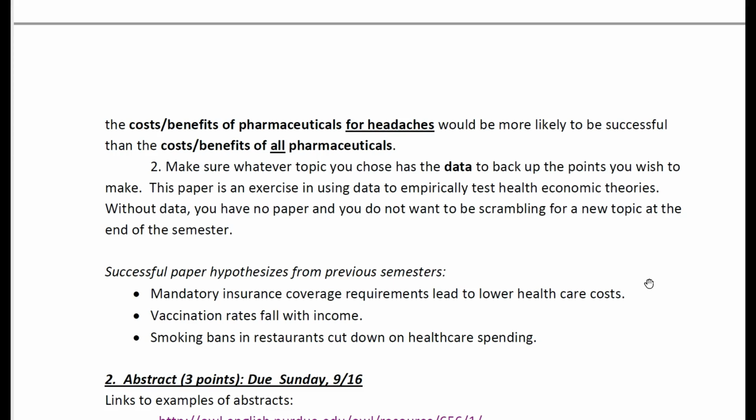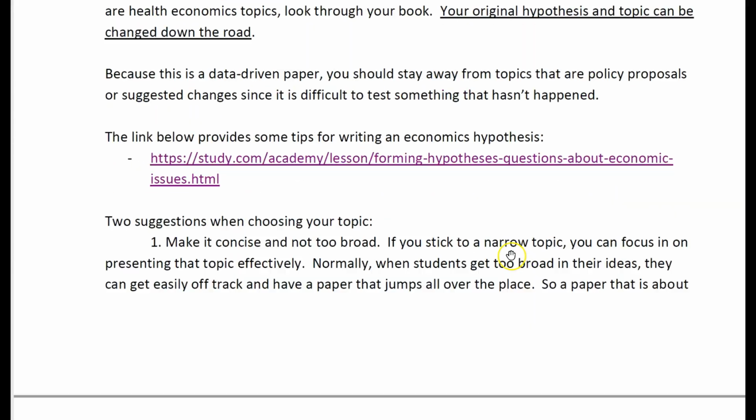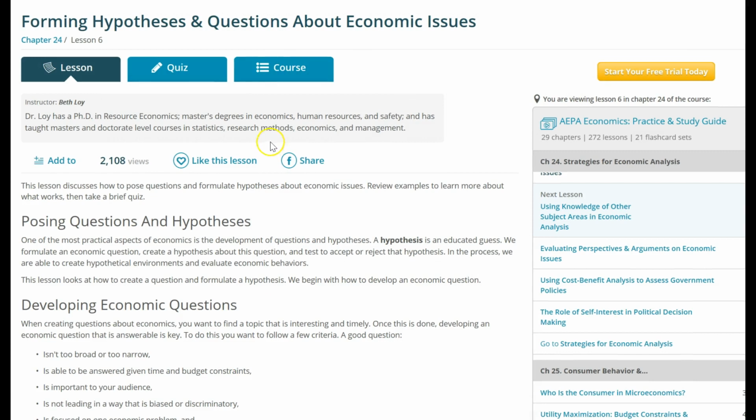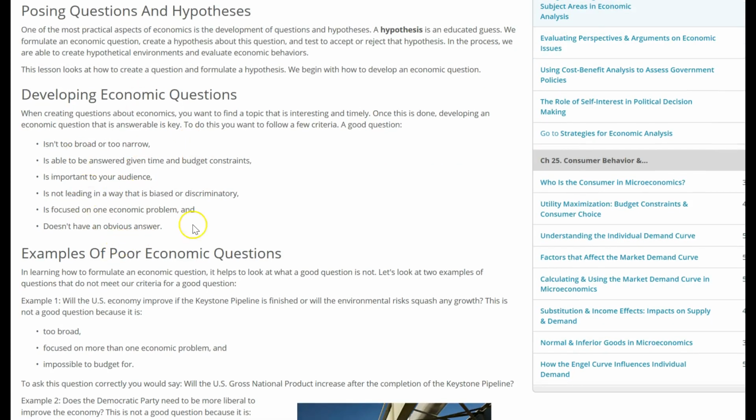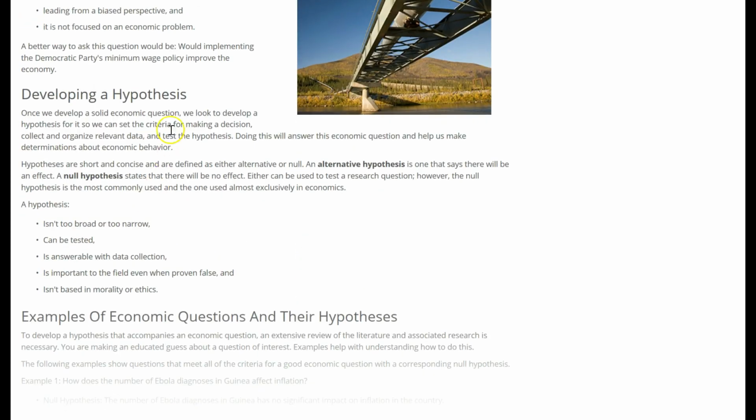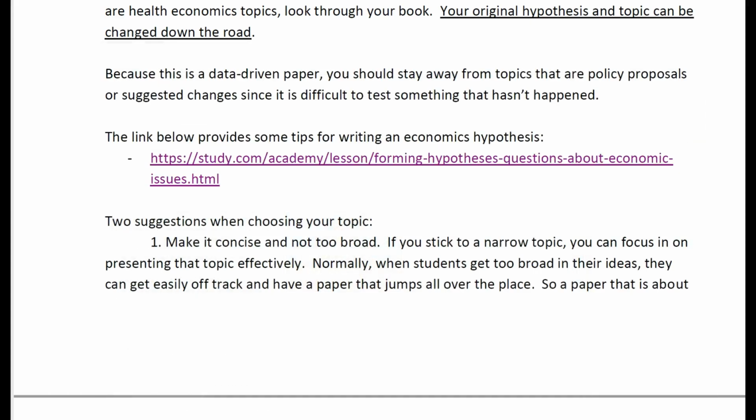Some successful paper hypotheses from previous semesters: mandatory insurance coverage requirements lead to lower healthcare costs, vaccination rates fall with income, smoking bans in restaurants cut down on healthcare spending. In forming your hypothesis, there's a link here, and it's a good link. It gives you ways to look at it and come up with a good economic question, a hypothesis. I encourage you to check this out. It might be a good place for you to start.